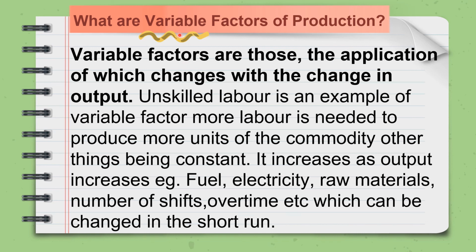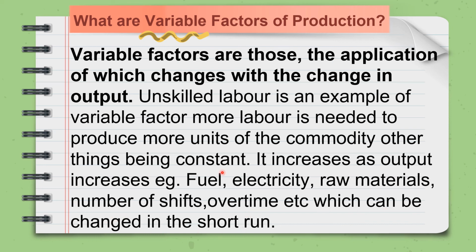What therefore are variable factors of production? Variable factors are those, the application of which changes with a change in the output. Unskilled labor is an example of a variable factor. More labor is needed to produce more units of the commodity, other things being constant. It increases as output increases. Examples of variable factors of production are fuel, electricity, raw materials, number of shifts, overtime, more working hours, communication, and so on, which can be changed in the short run.